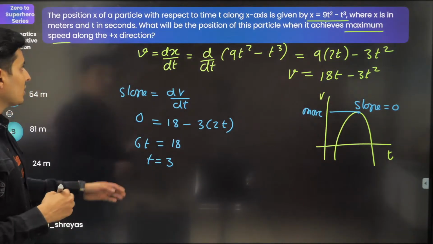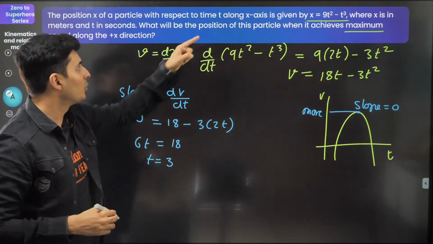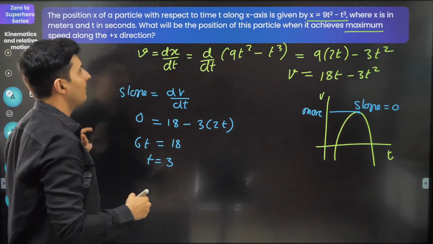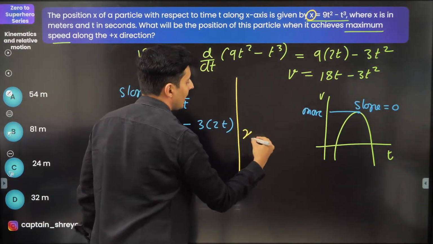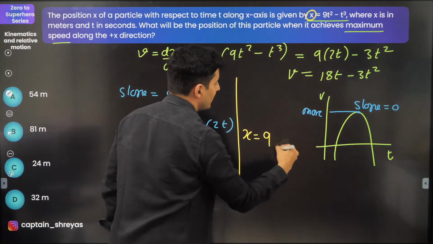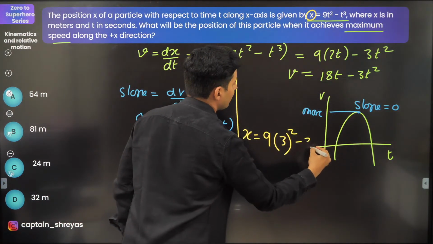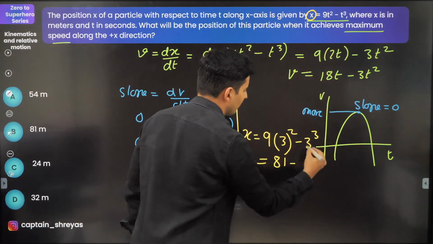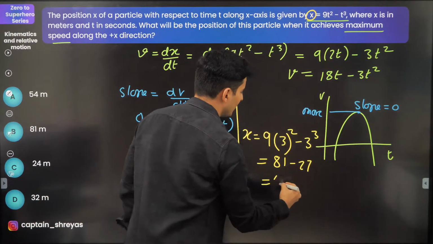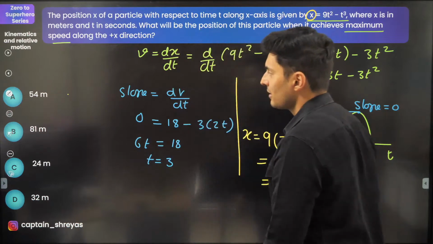Just check this out. Once I get this, I think I have found the answer. Oh, but they have asked what is the position. So they have asked this x. So basically x will be equal to 9 into time is 3, so 3 square minus 3 cube. 3 square is 9, 9 nines are 81. 81 minus 27, which is going to be 54. That's the answer. So we have it. Option A it is. Excellent.